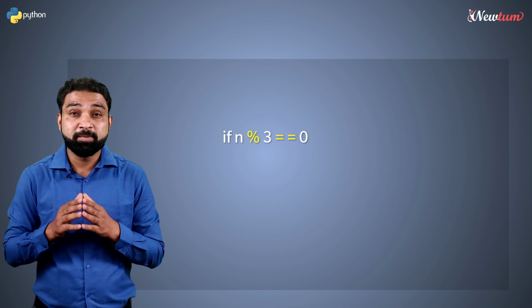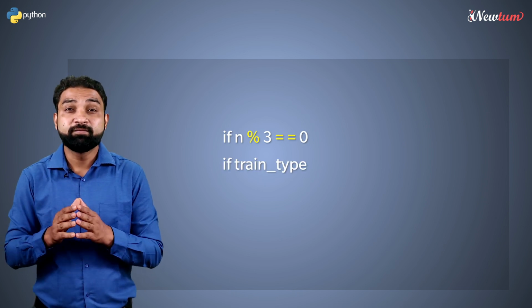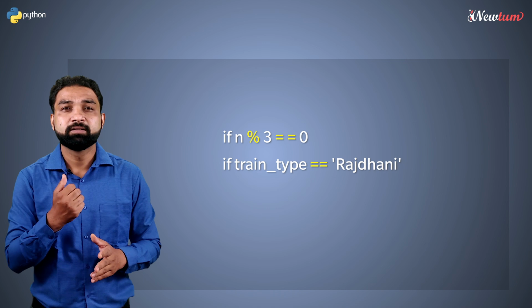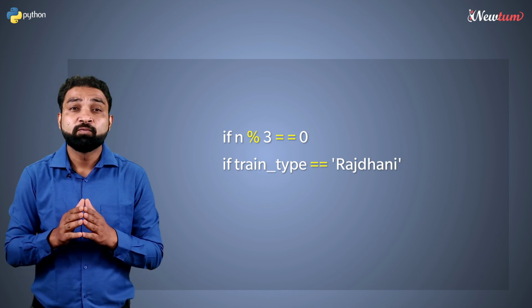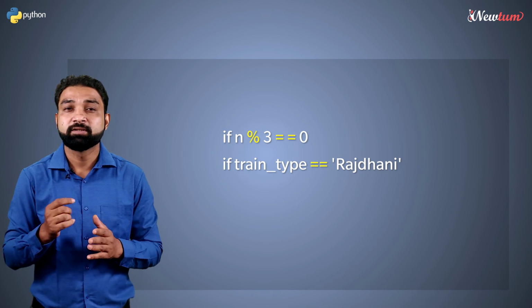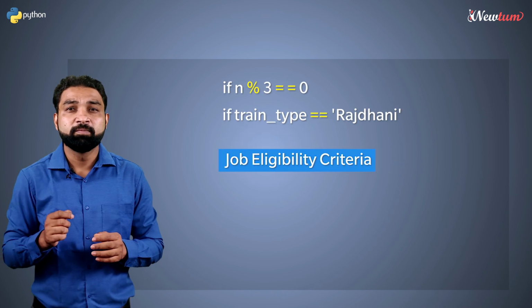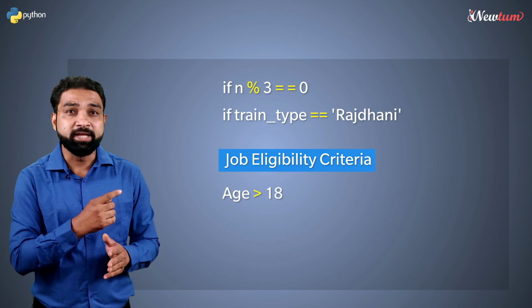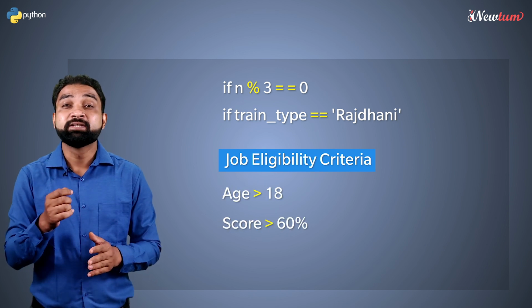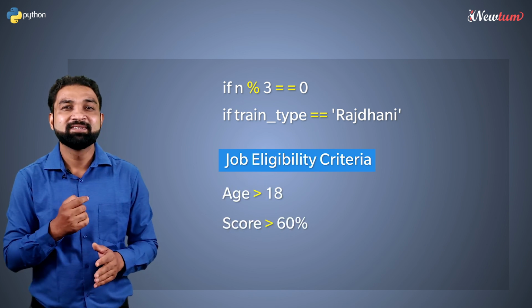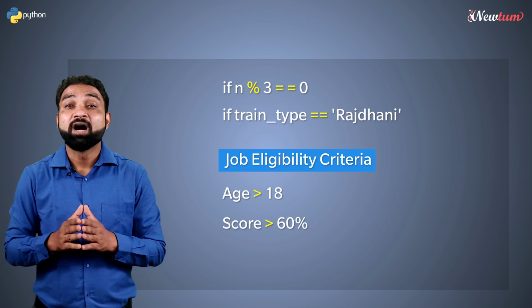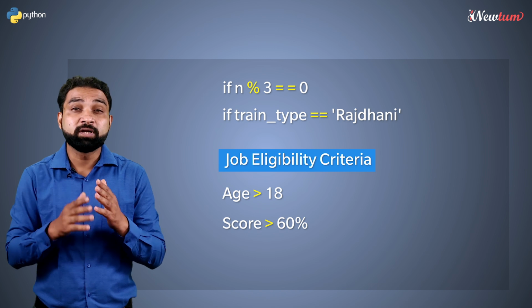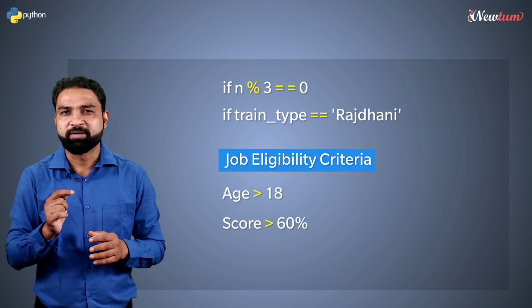If the number is divisible by 3, if train type equal to Rajdhani. These are simple single conditions. But what if we have more than one condition? Like, to get a job, you should have an age above 18 and score more than 60% in the exam. That is a must. In this session, we will study how to use two or more conditions in a single statement.